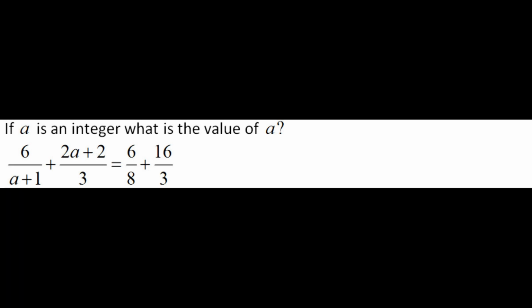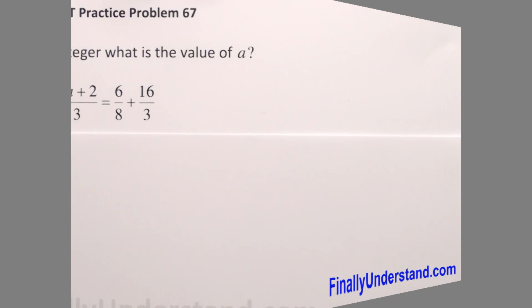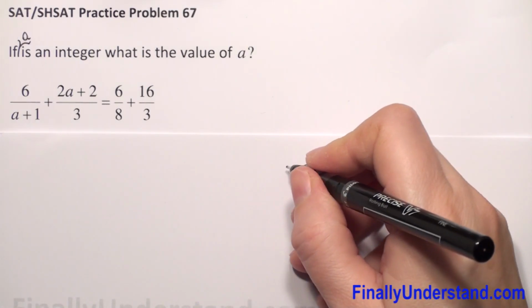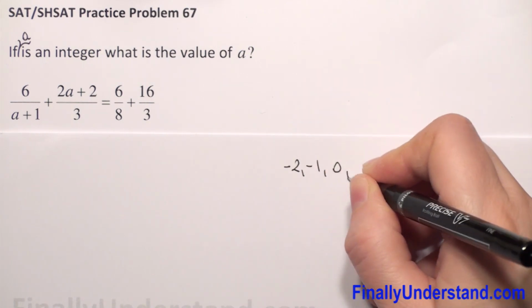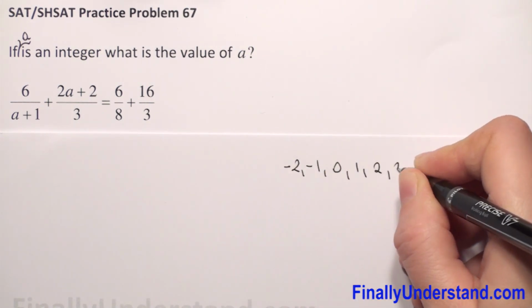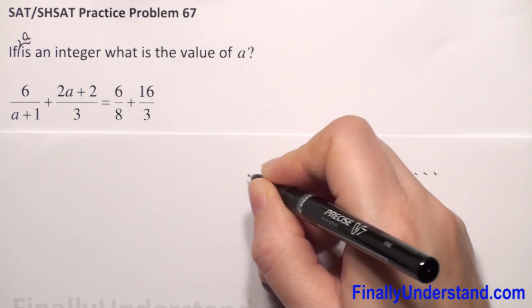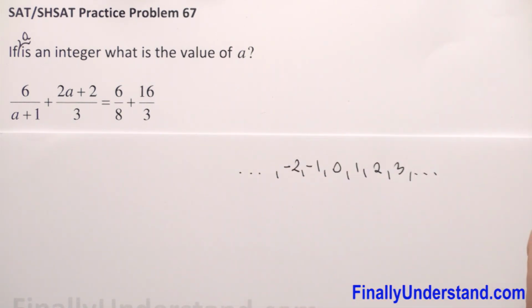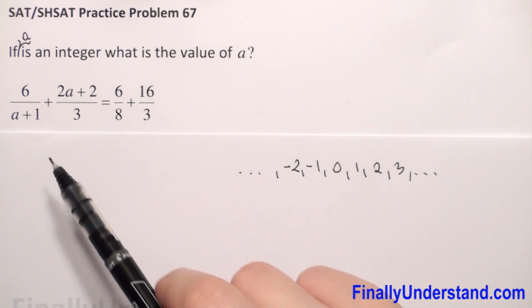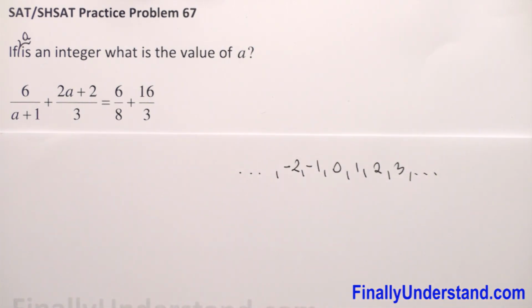If a is integer, what is the value of a? A is integer, it means that a can be, for example, -2, -1, 0, 1, 2, 3, and so on. So we are going from negative infinity to positive infinity. And now we have a fractional equation, and now it is a.